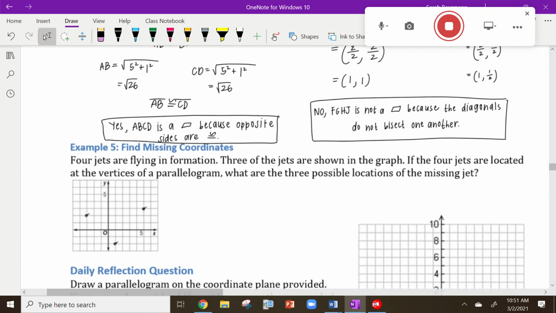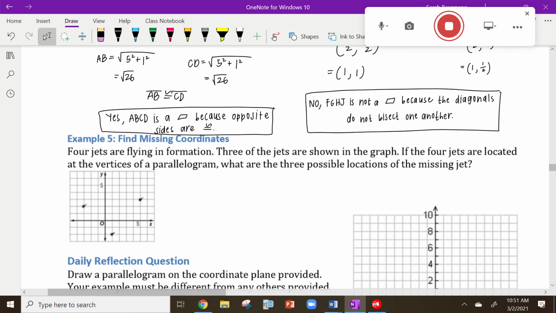Next, let's look at finding the missing coordinates. This should remind you of the Desmos activity that we did. It says 4 jets are flying in formation. 3 of the jets are shown in the graph. If 4 jets are located at the vertices of a parallelogram, what are the 3 possible locations of the missing jet? I'd like you to try this one on your own today.